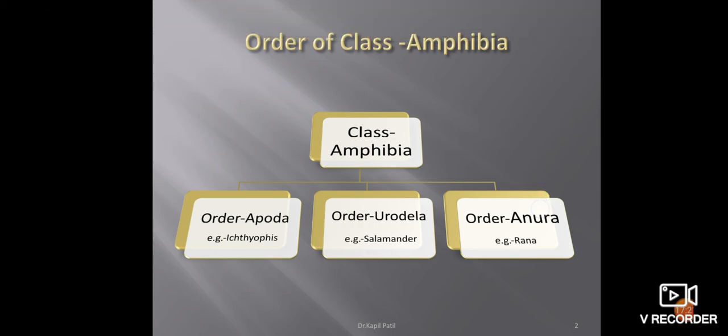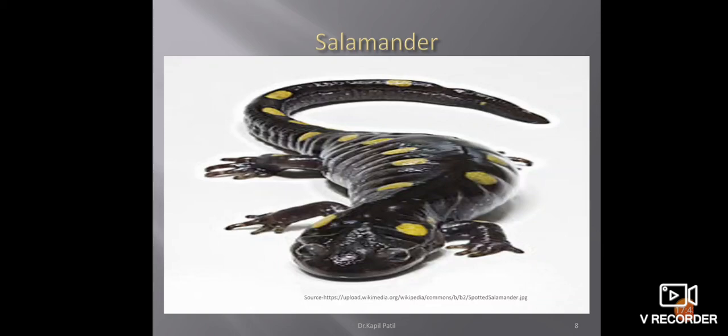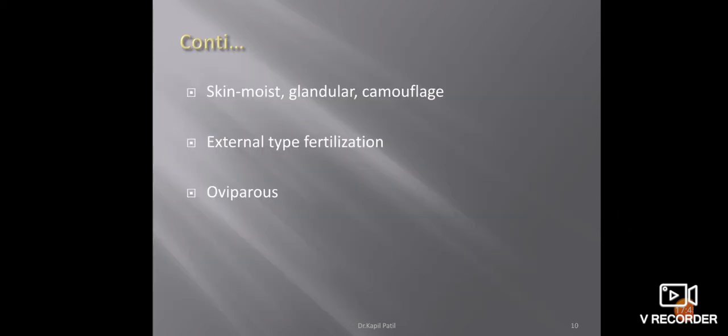Then another one, Anura. In Anura, tail is absent, body divisible into head and trunk, forelimb is present with 4 digits and hind limb with 5 digits, and tail is absent. Okay, so these are the general information about this class Amphibia.